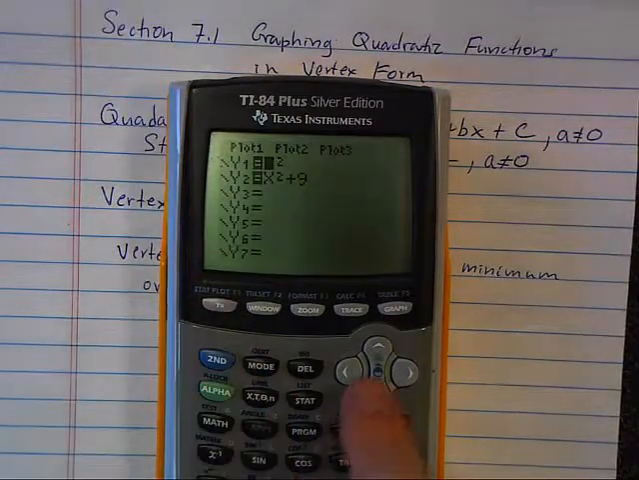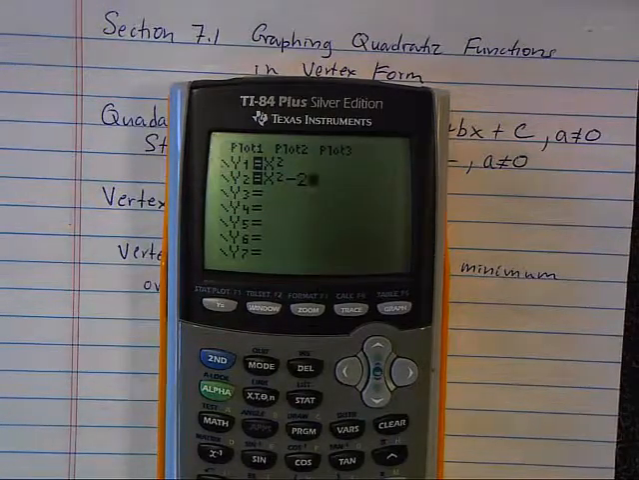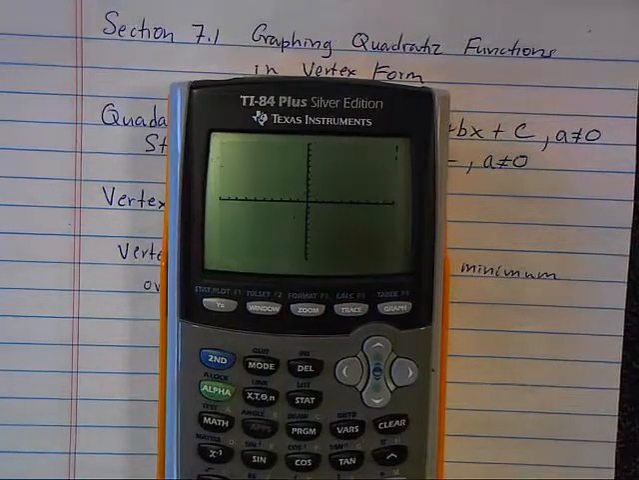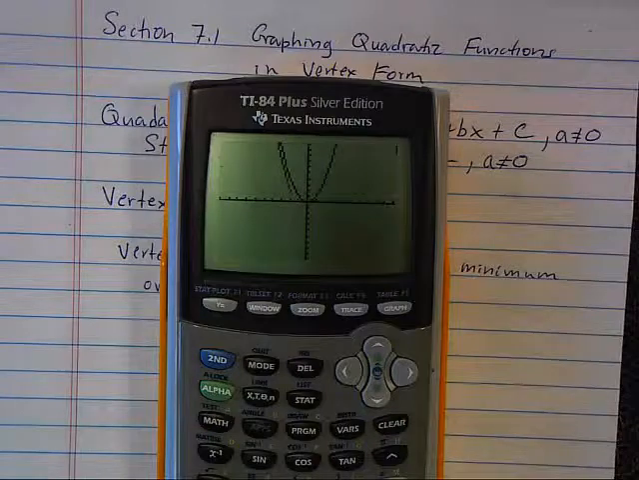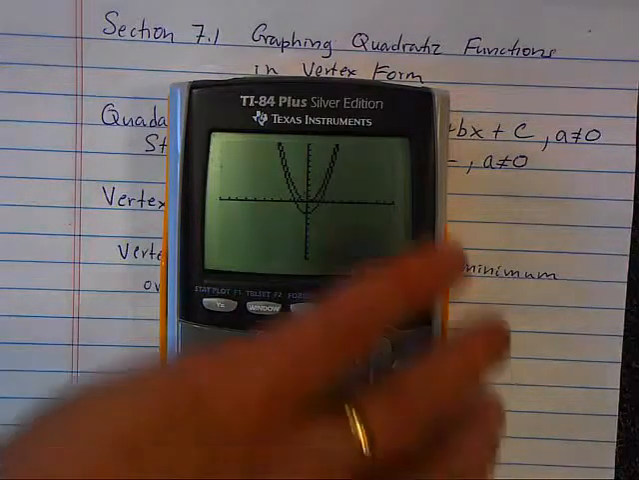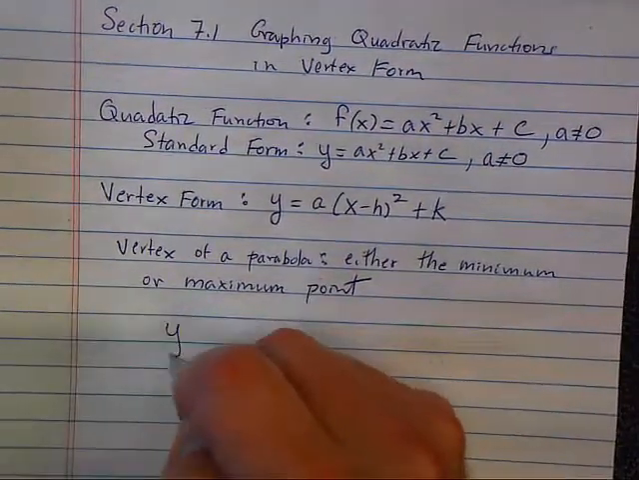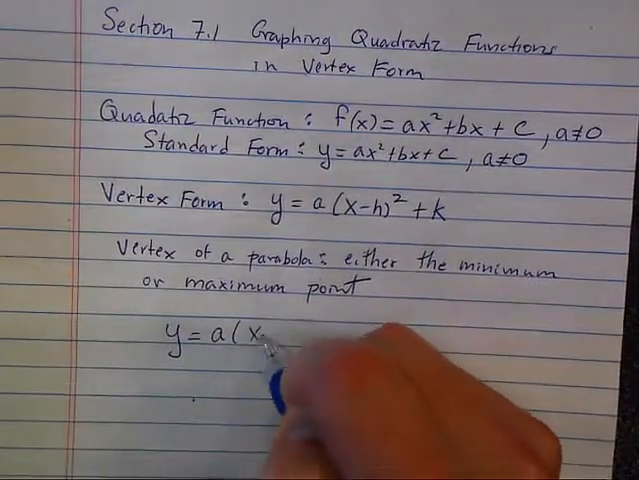Okay? What if instead of a plus 9, I were to do a minus 2? It would be reasonable that it would take the parabola and move it down 2 units, wouldn't it? Let's see. Zoom 6, go back to my usual window. There's the original parabola y equals x squared, and there's the second parabola y equals x squared minus 2. What does it look like happened? It moved it down.